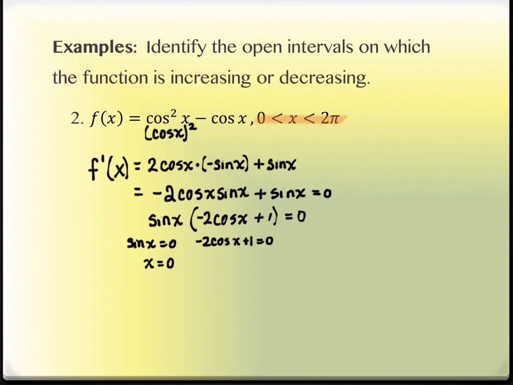0, pi, 2 pi. 0, pi, and 2 pi. And actually, 2 pi and pi are interval endpoints, right, that we were looking at. So the only new piece of information I'm getting is the pi. Do we have to put the 0 and 2 pi? You don't have to. No.